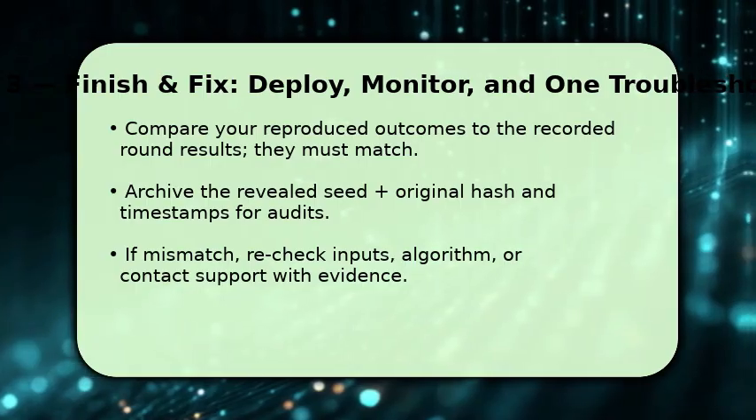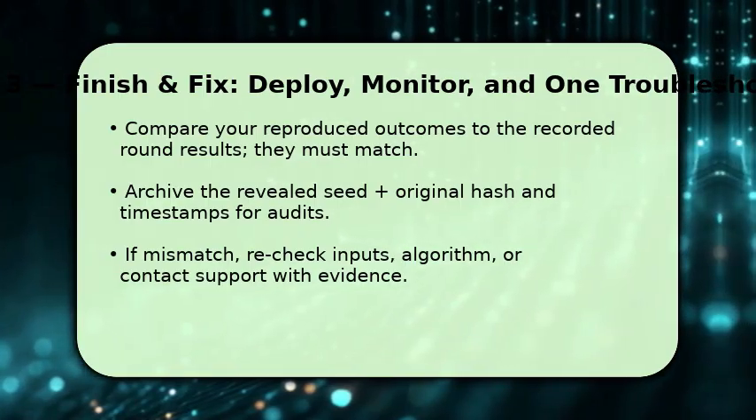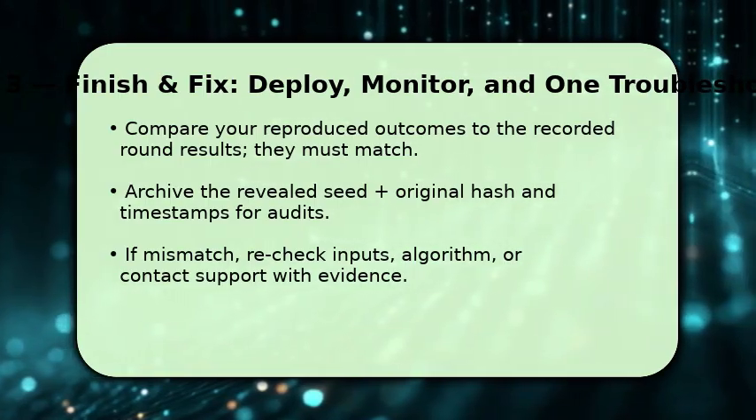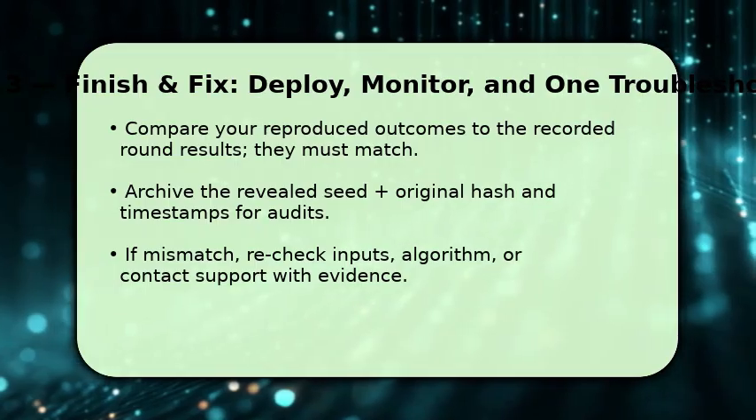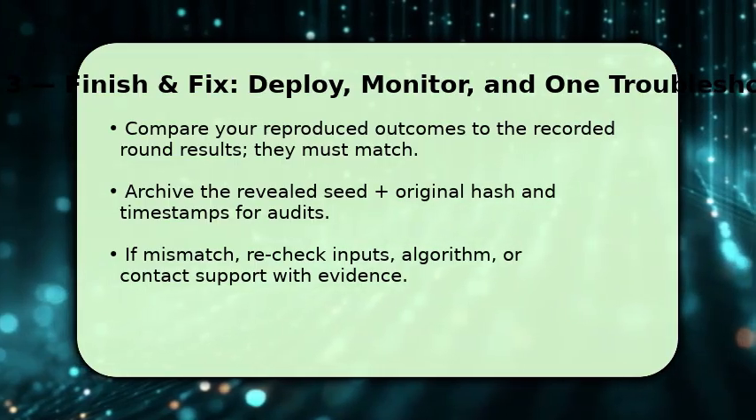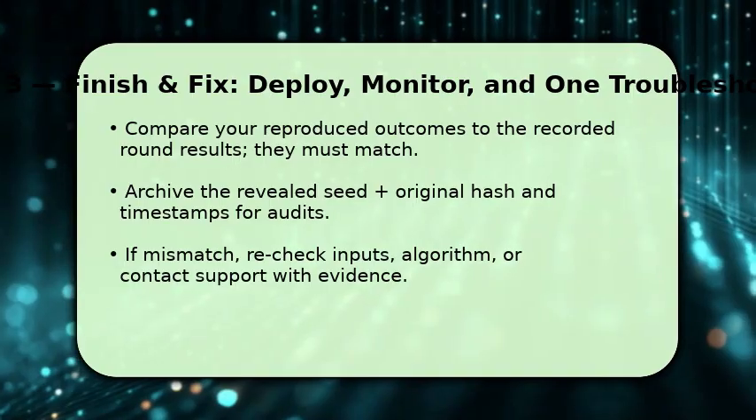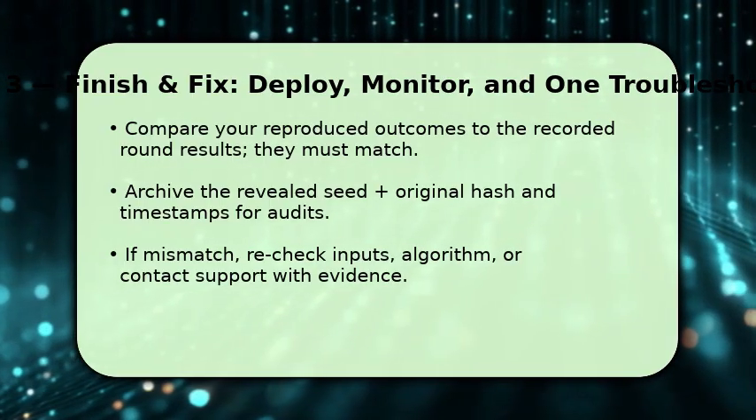After verifying, archive the revealed seed, the published hash, and timestamp so you can audit later. If results don't match, first recheck exact inputs: client seed, nonce, and algorithm selection. Mistakes there are the most common cause of mismatch.